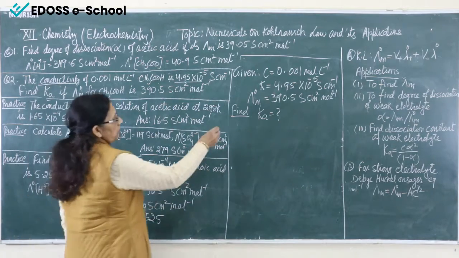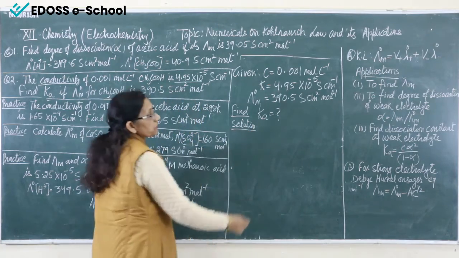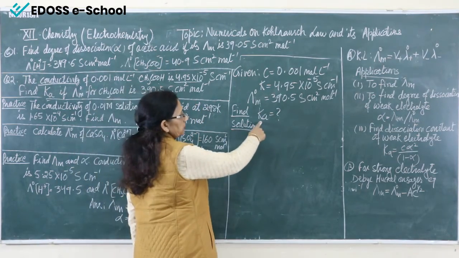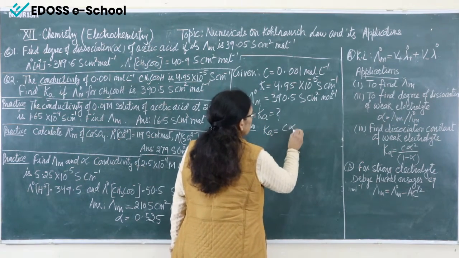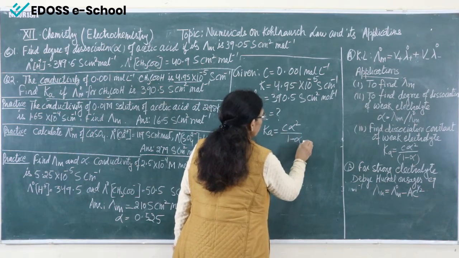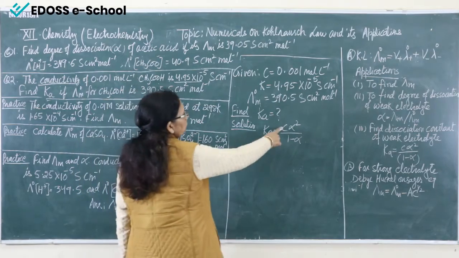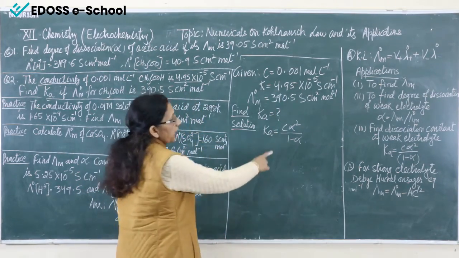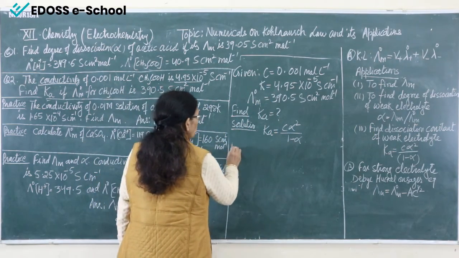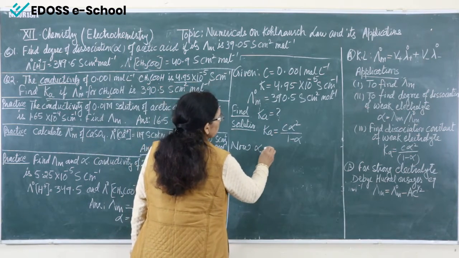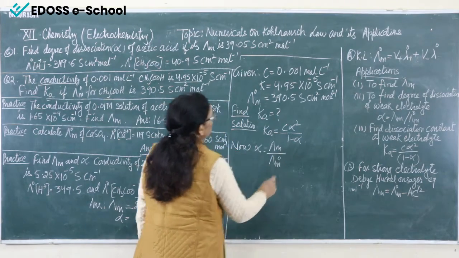Okay, now how will we do the solution? First we will write the formula that we have to find. So Ka is equal to C alpha square upon 1 minus alpha. Now see here, in this question alpha is not given. Okay, C we know, but alpha is not given. So alpha we will find with the help of this second formula. So now we can write here alpha is equal to lambda m upon lambda m naught.